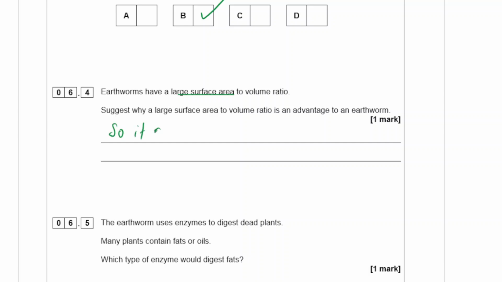So it can absorb more oxygen in a given time because of the large surface area. Or you could say it increases the rate of gas exchange.